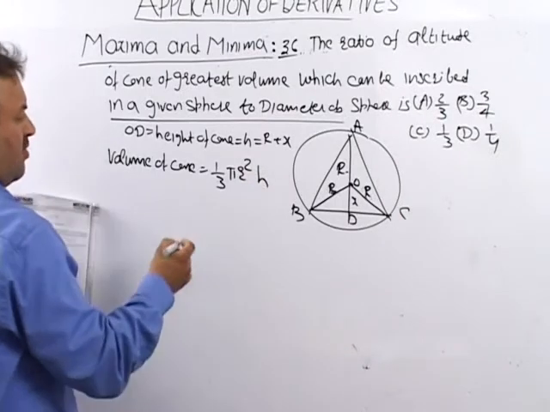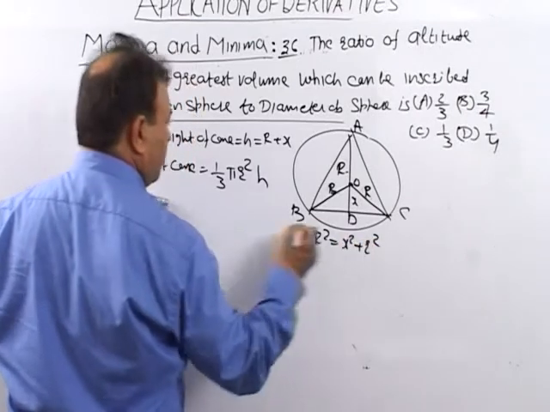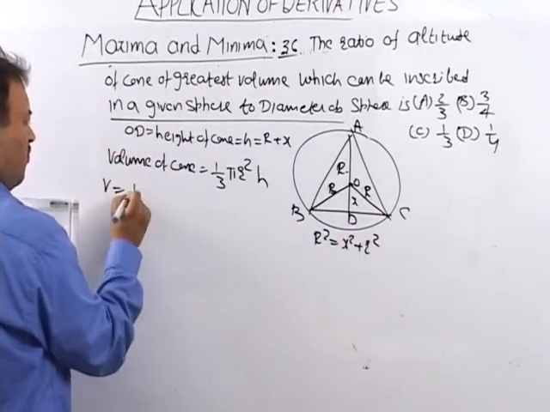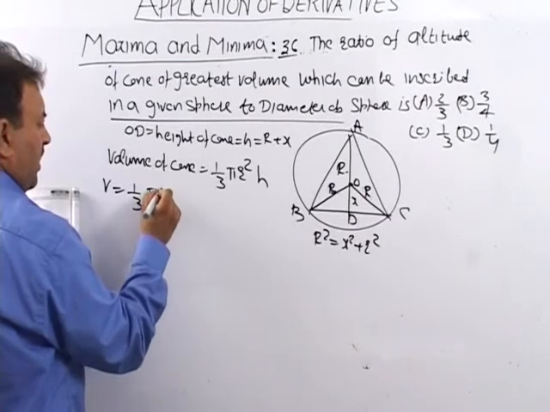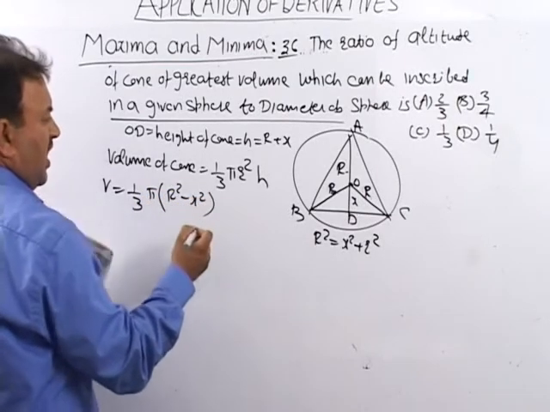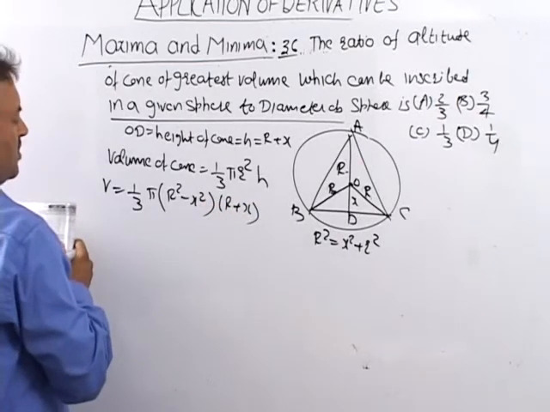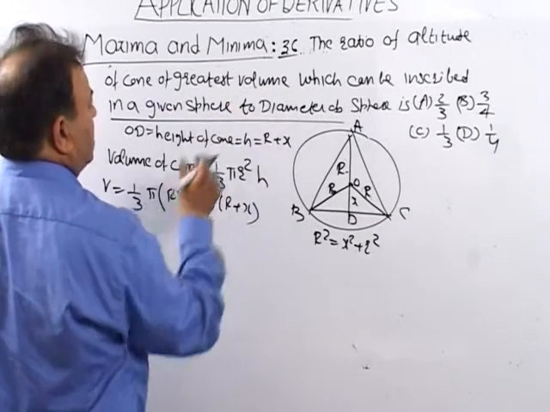r square किसके इक्वल आएगा? R square is equal to X square plus r square. Volume is equal to 1 by 3 pi, r square is equal to R square minus X square, H is equal to R plus X. Now this is a volume. This volume is to be maximum.